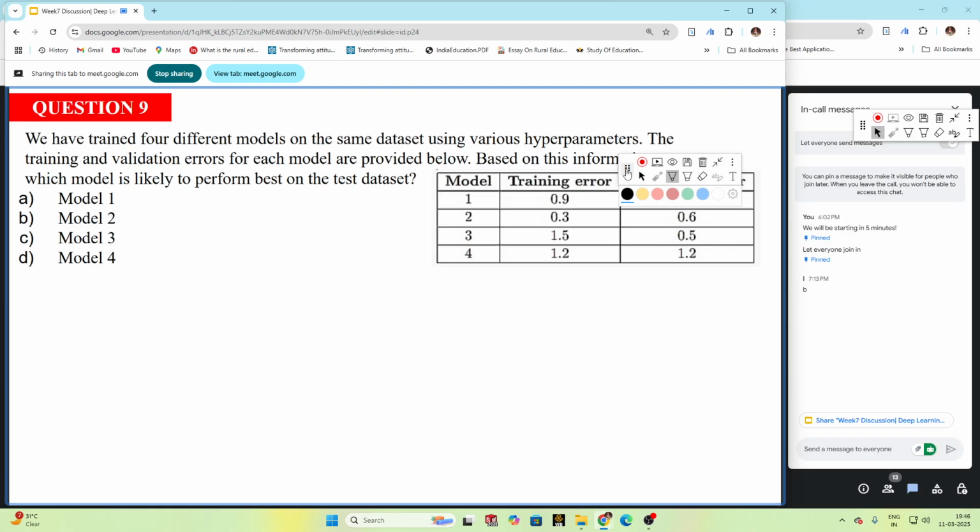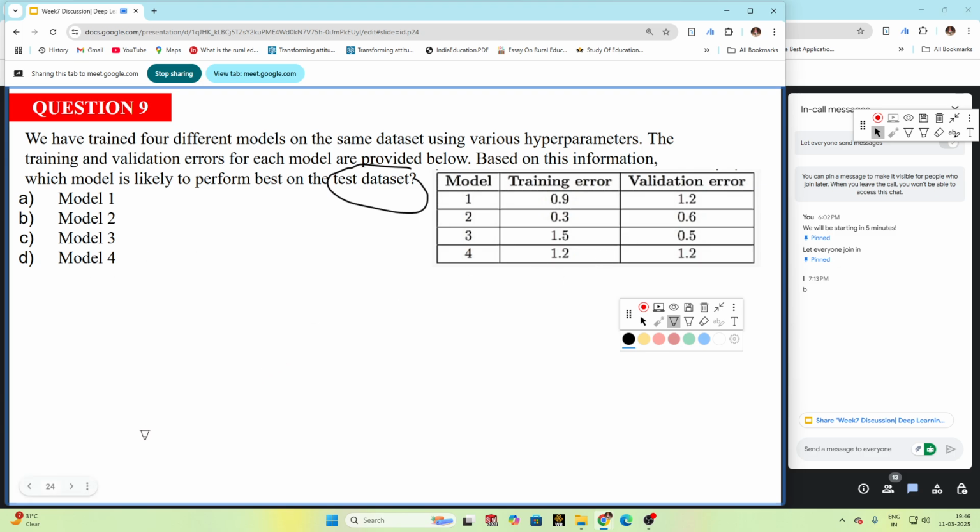Now this is the question. We have trained four different models on the same dataset using various hyperparameters. The training and validation error for each model are provided below. Based on the information, which model is likely to perform best on the test dataset? So this is the training and validation error for model 1. Model 2, train and validation error 3 and 4. Any guesses for this?